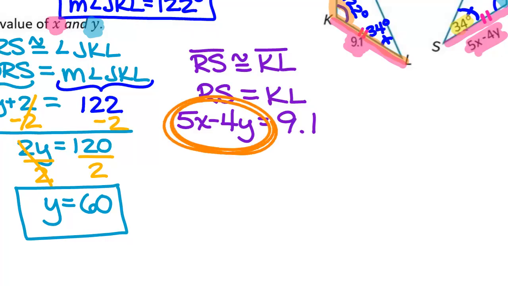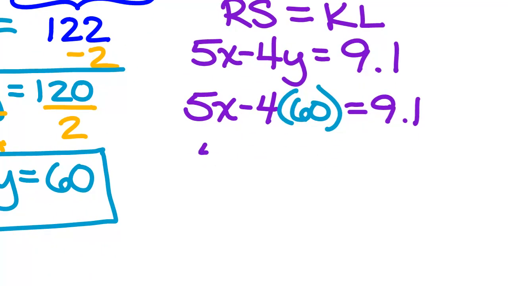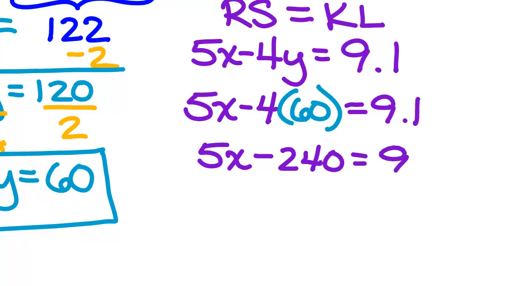I have a problem. This has 2 variables in it. We know what y is. We got lucky and found y first. If I tried to find x first, I would have to pause right here and go find y before I could finish this problem. So I have 5x minus 4 times 60 equals 9.1. What is 4 times 60? So 5x minus 240 equals 9.1.